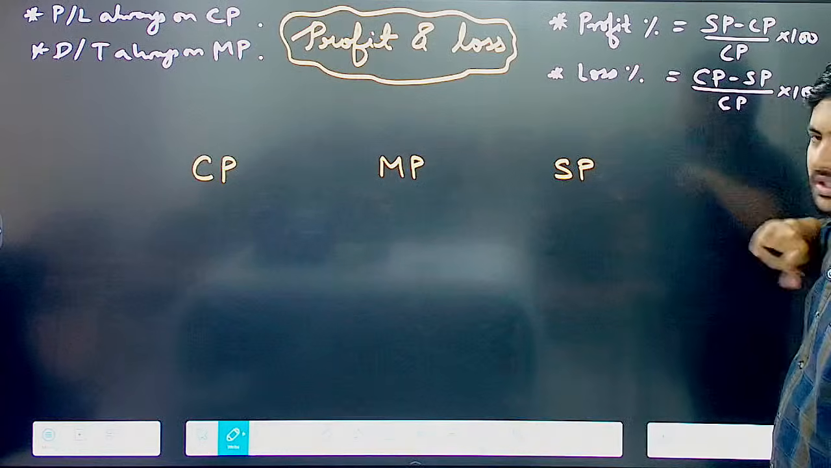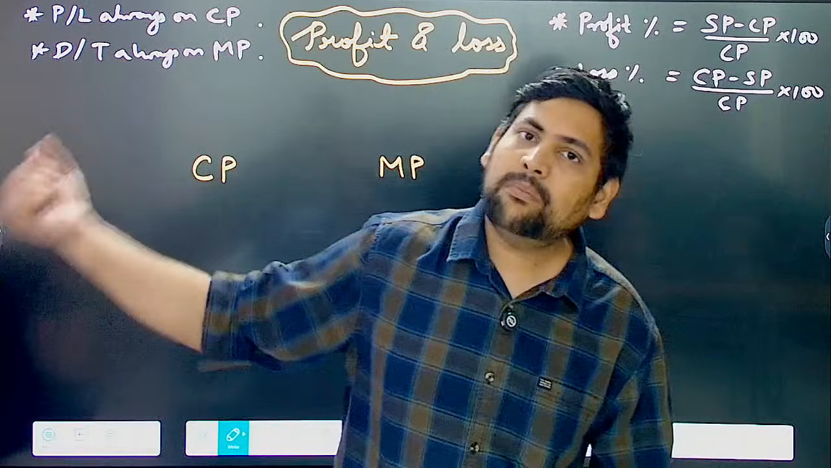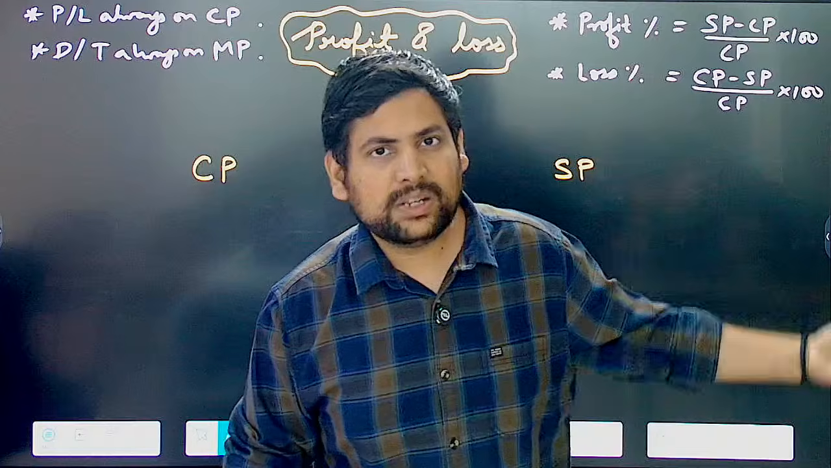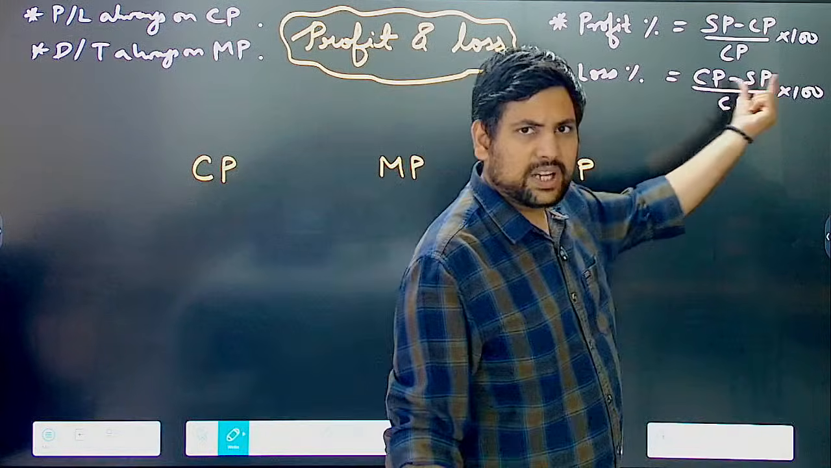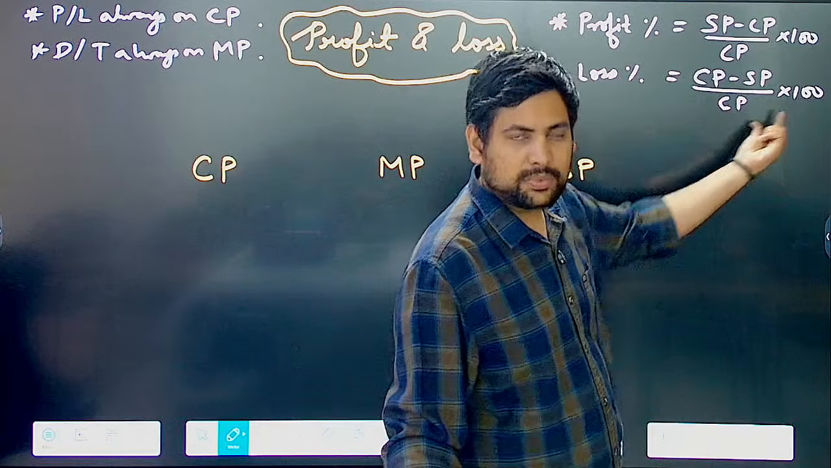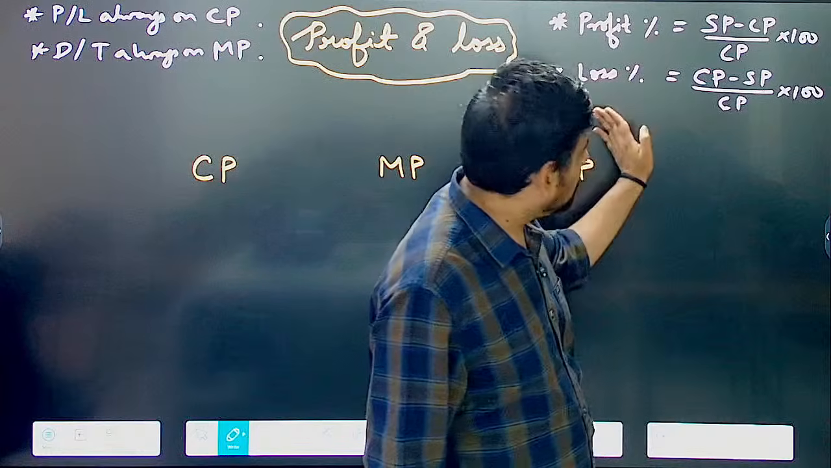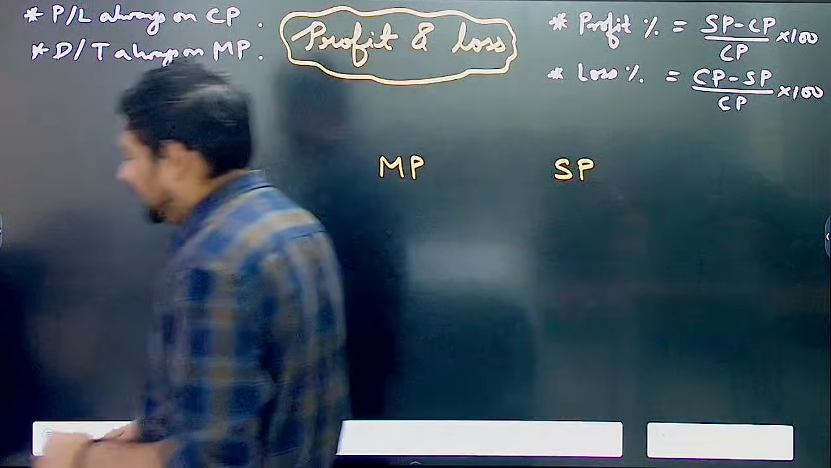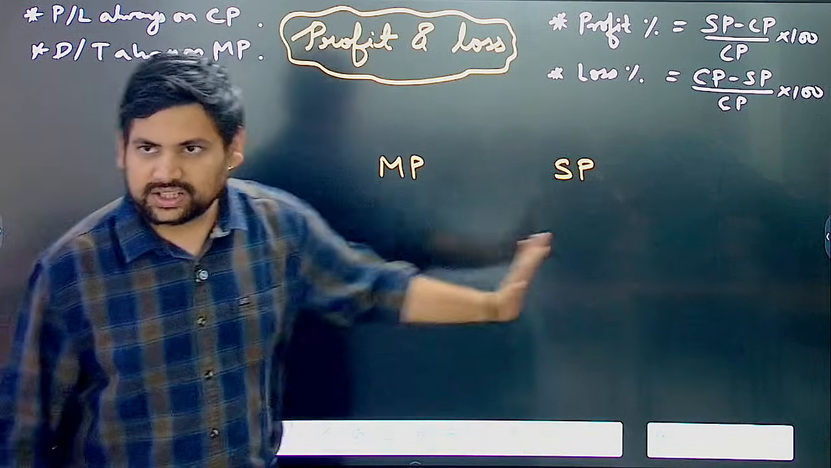This is profit percent. Similarly, loss percent. So in loss, what will happen? If I'm buying something at, let's say, 100 rupees, I will sell it at a loss. That means I will sell it at 80 rupees, correct? So here loss is cost price minus selling price, by cost price, into 100. As simple as that. So this is profit percent, this is loss percent. Now let's take an example and understand these three terms.